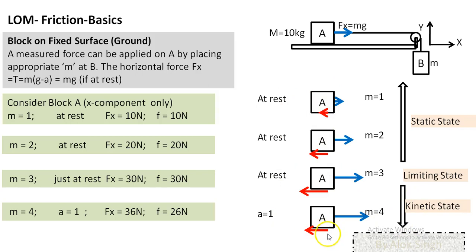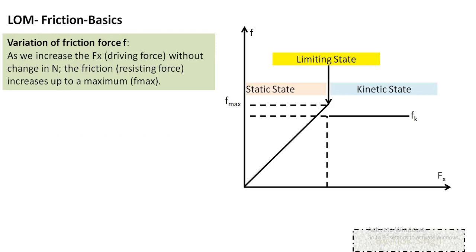In all 4 cases, one thing which has not changed is the normal reaction. Only the friction force has changed. Normal reaction has remained throughout as 100 Newton, equal to mg. And what we found is that the friction force has gradually increased to a maximum and then it has decreased: static state, limiting state, kinetic state. Let's analyze in more detail.